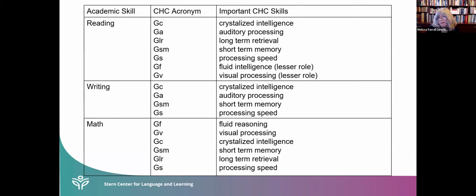which is what makes me want to come back to this just for a second, because you might be thinking, okay, so where's phonological processing? So phonological processing would be under GA, would be under auditory processing, would be tucked in there. And RAN, I want to say it's probably under processing speed. It's probably tucked in there.